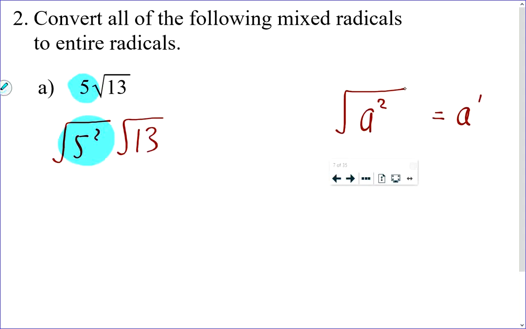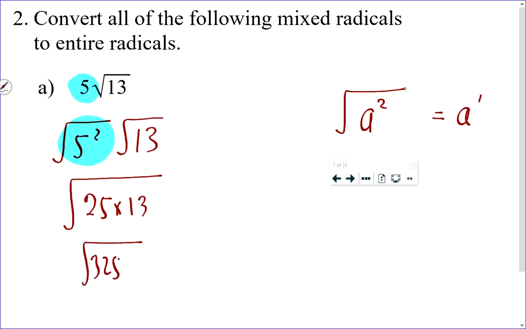And now I have 2 radicals, and if I want to put them together as an entire radical, I can take that 25 times 13. You can get 325, I think. Thank you, Nate. The square root of 325. Most of the time we go from an entire radical to a mixed radical, but there may be occasions where we want to go the other way.